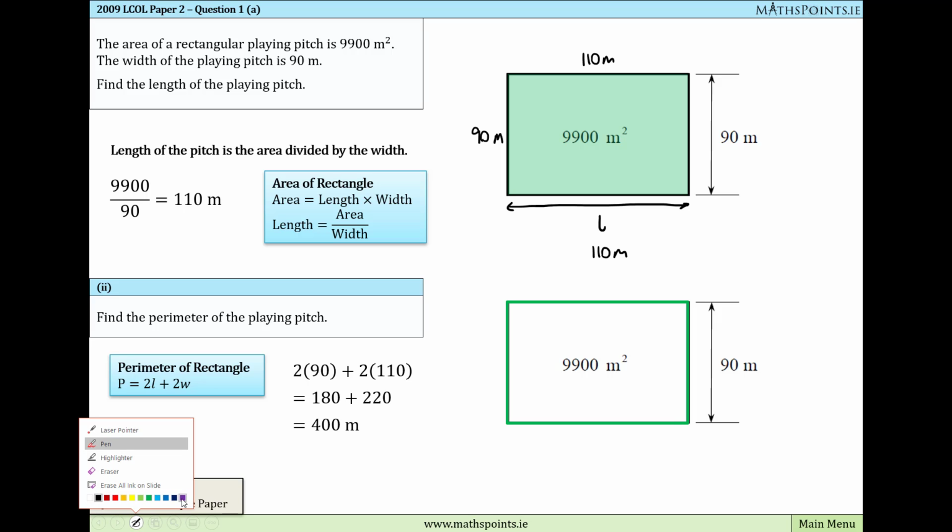Again, it's worth remembering, don't forget to include your units. If you leave out the units in a question, you can lose 1 mark in that question.